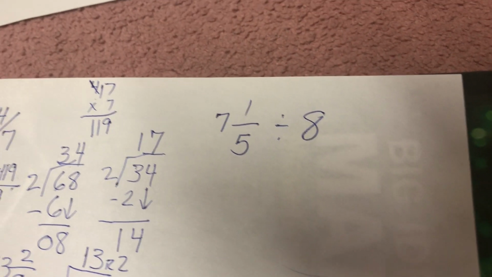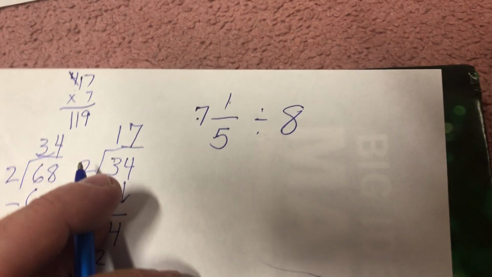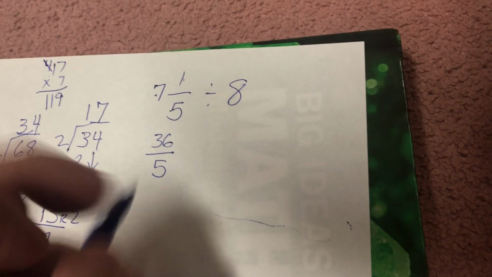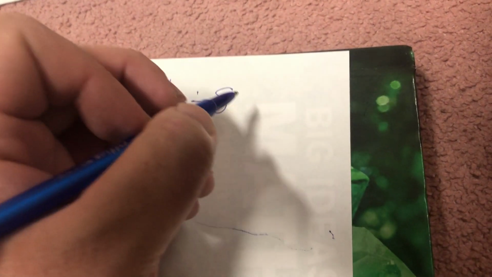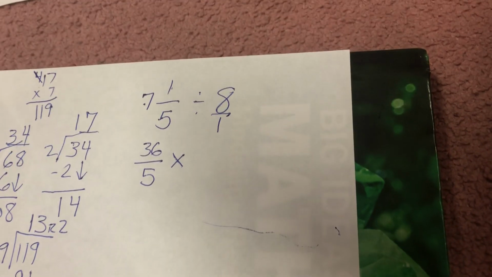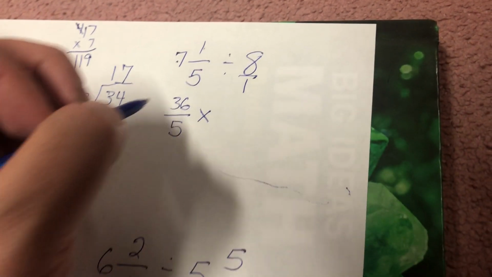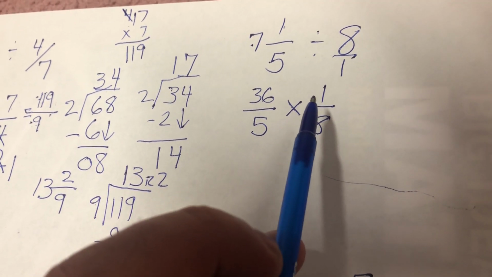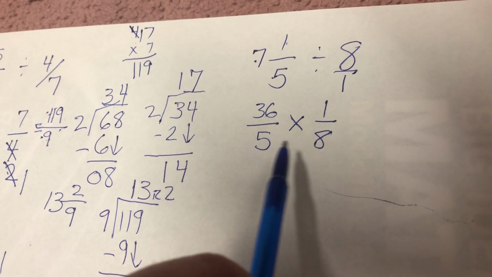7 1/5 divided by 8. Well, 5 times 7 is 35, plus 1 is 36. So that's going to give me 36 over 5. My division sign is going to become a multiplication sign. 8 would have started out as 8 over 1, but I have to make the reciprocal. I have to flip it. So it's actually going to become times 1 over 8. Okay, well, thinking about cross-checking, that's a 1. So that's going to give me a clue that I cannot cross-check a 1 and a 5. That's not going to get any lower.